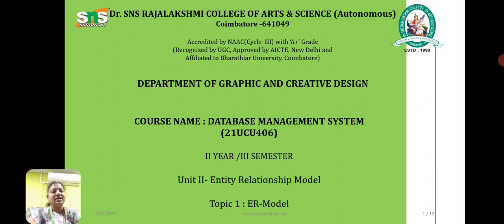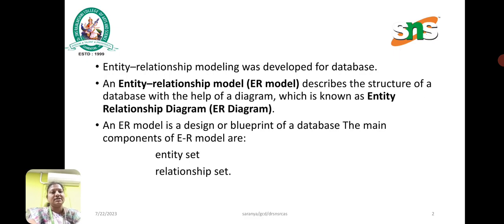Now we are going to see database management system. In that entity relationship model, we are going to see the ER model. What is the ER model? Entity relationship model. The entity relationship model was developed for database. An entity relationship model describes the structure of a database with the help of a diagram, which is known as an entity relationship diagram, that is, the ER diagram. The ER model is a design or blueprint of a database.